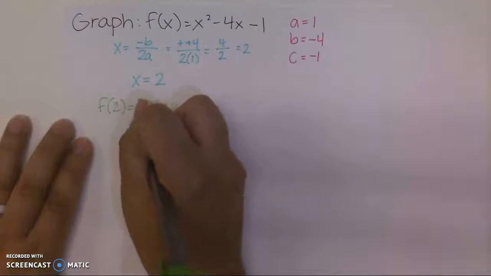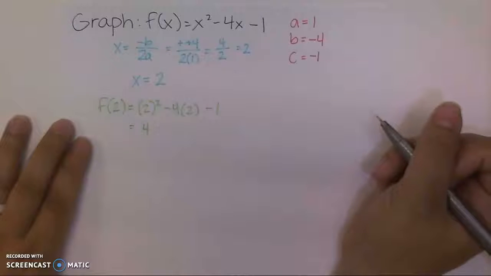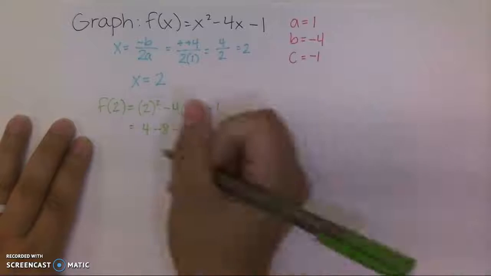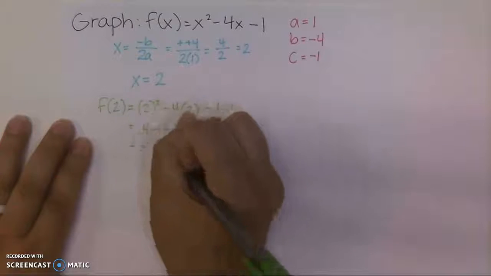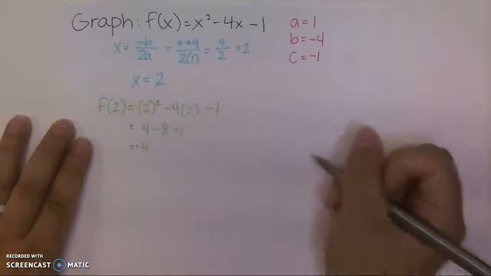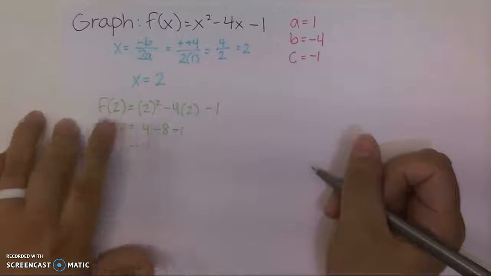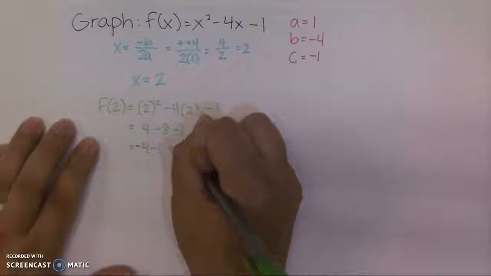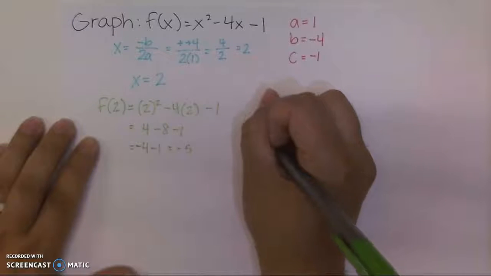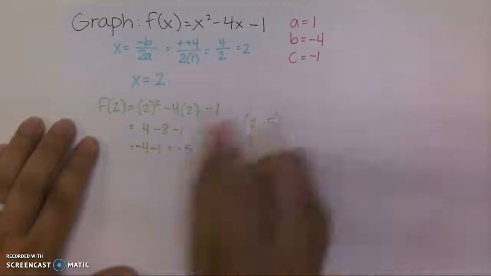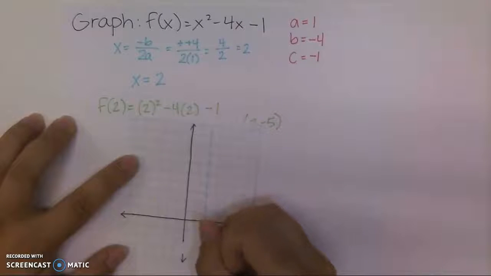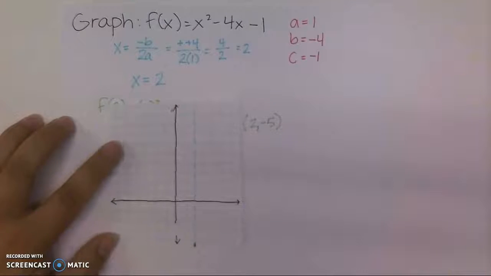So 2 squared is 4. -4 times 2 is -8 minus 1. So we've got 4 minus 8 is -4 minus 1, which is -5. So my vertex ordered pair is 2, -5. So on my graph here, I'm going to go down to -5, 1, 2, 3, 4, 5, and I'm going to put a dot on -5.